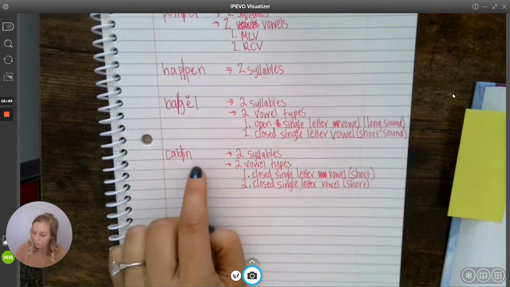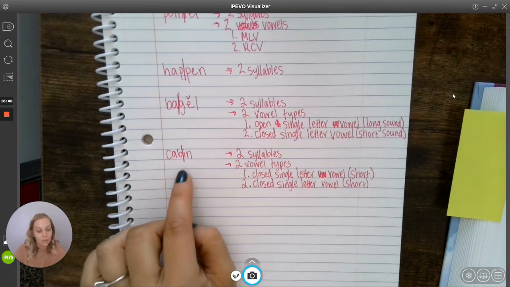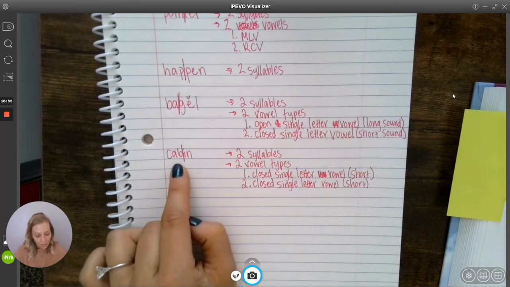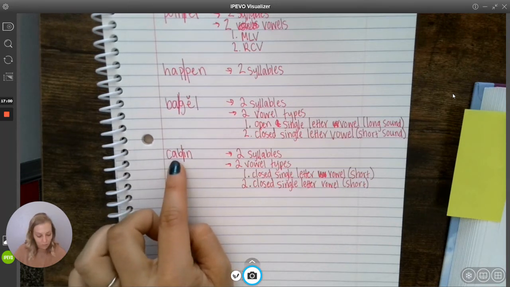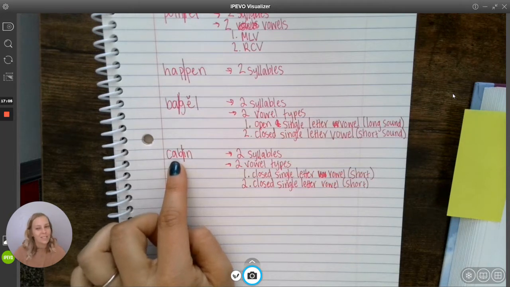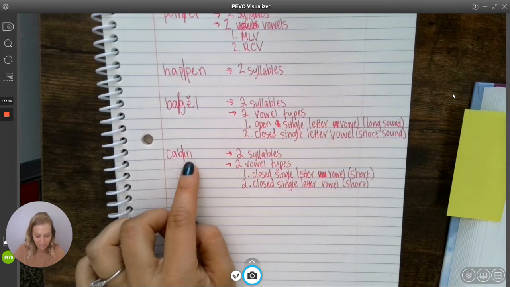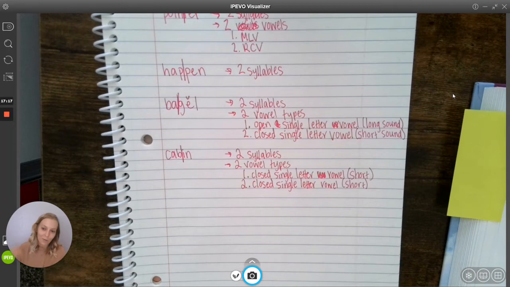If you didn't know that this word said cabin, what's a strategy you could use to read the word? Since there's only one consonant between the two vowels, you could first try dividing the syllable after the A, which means it would say its long sound, but that doesn't sound like a real word, right? It doesn't make sense. So then we would try dividing the syllable after the B and make it say a short sound, cabin, which is a real word.